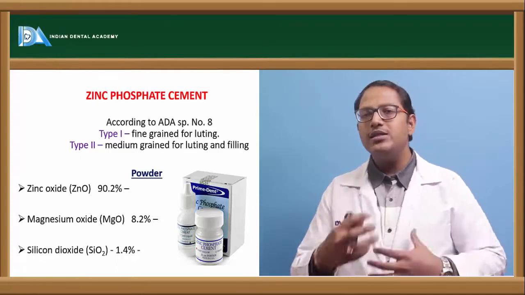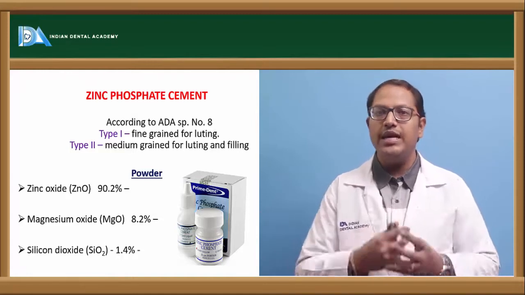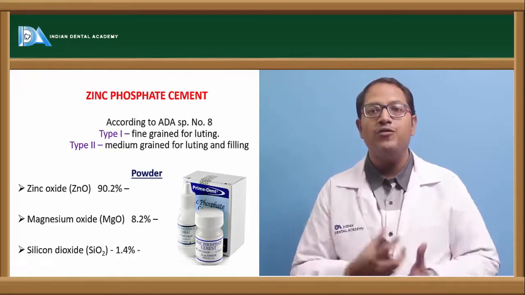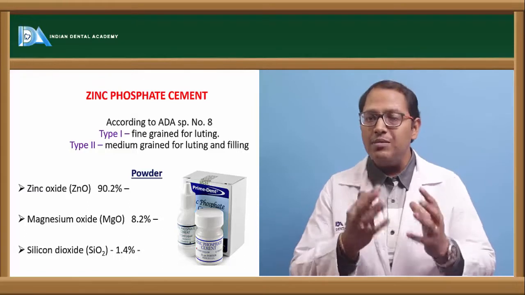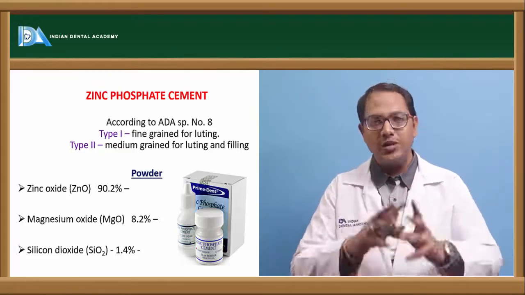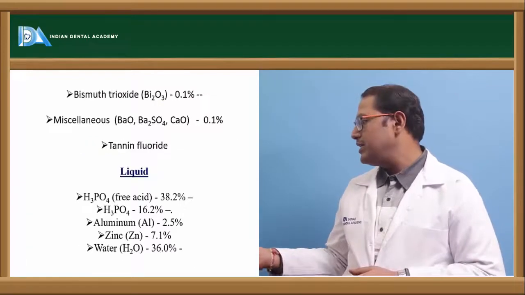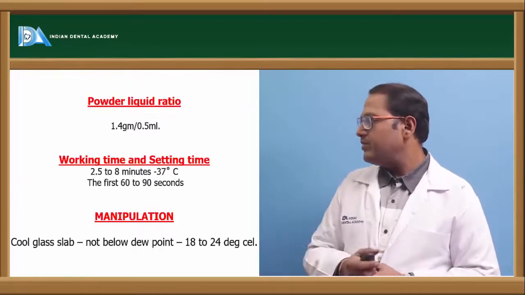Now, how does this reaction go about? Zinc oxide reacts with phosphoric acid and a zinc phosphate amorphous solution is formed. Some amount of unreactive zinc oxide also stays back in this particular reaction. Now, how are we supposed to manipulate this particular reaction?